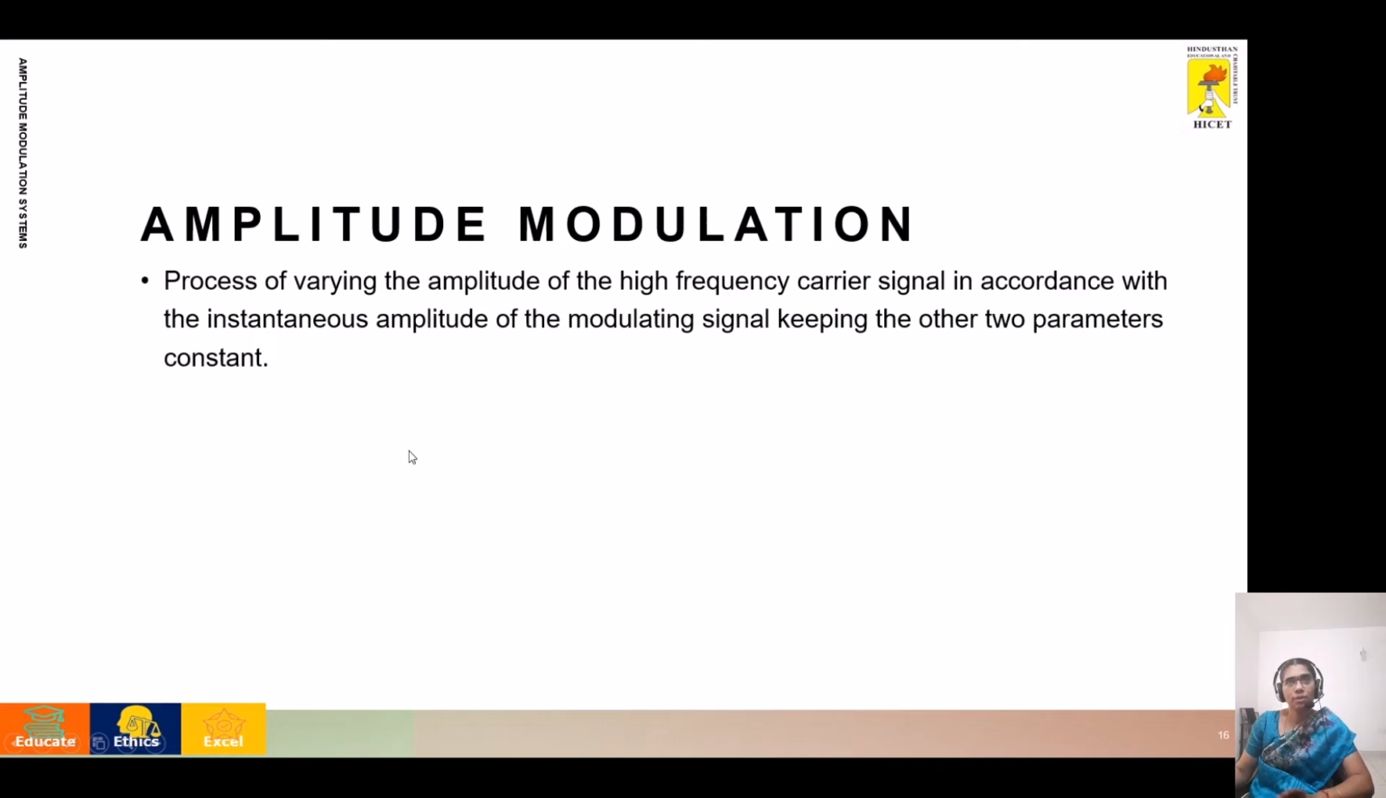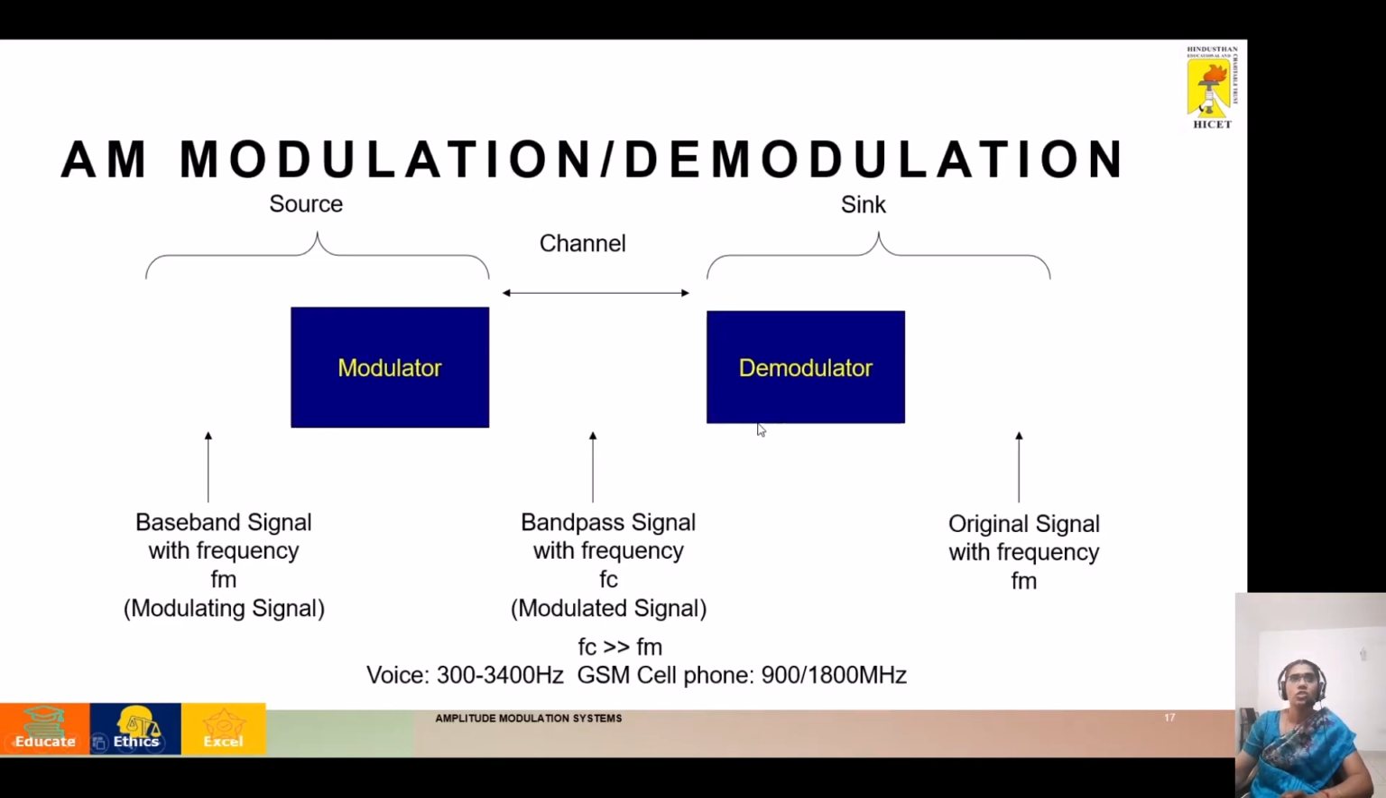So we will start with amplitude modulation, where the amplitude of the high frequency carrier is varied in accordance with the instantaneous value of the modulating signal, keeping the other two parameters, frequency and phase, constant. The baseband signal is taken and given to the modulator. The modulator provides the amplitude modulated wave, where the carrier's amplitude is varied according to the message signal, and that is transmitted to the demodulator. Again the reverse process happens and the message signal is retrieved with the same frequency fm.